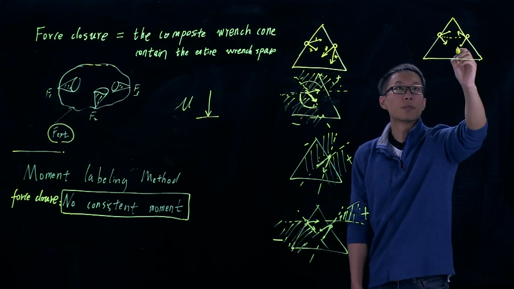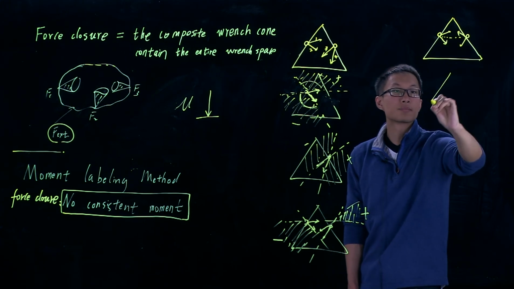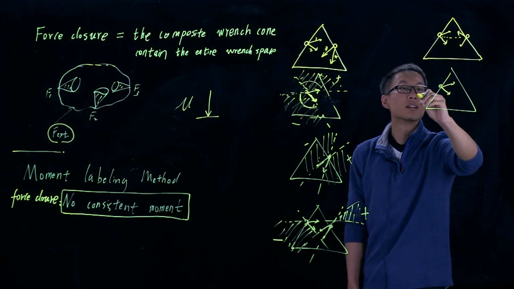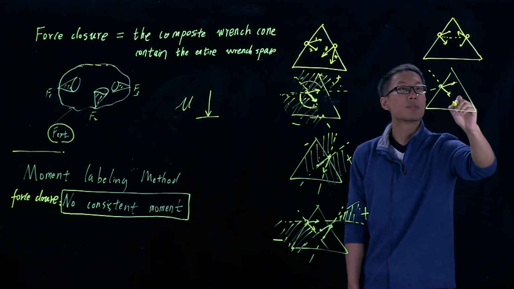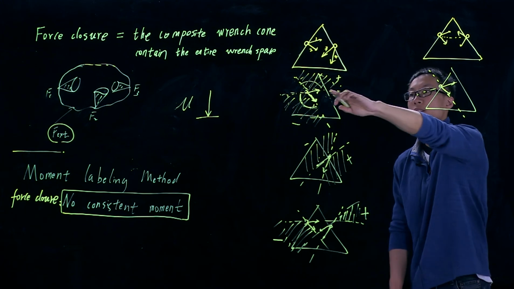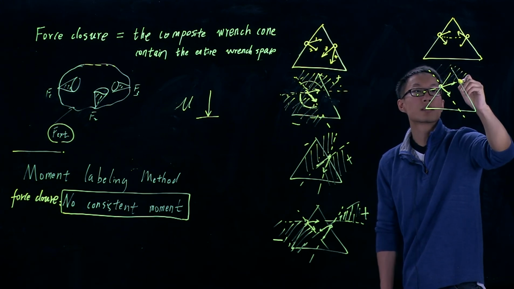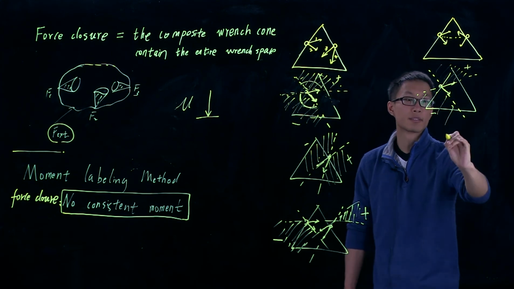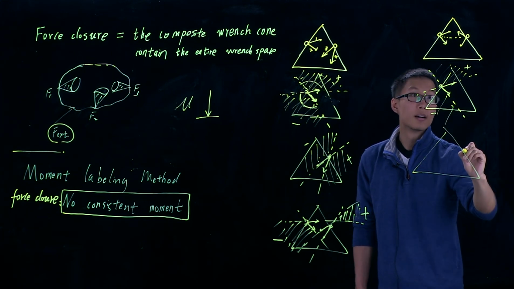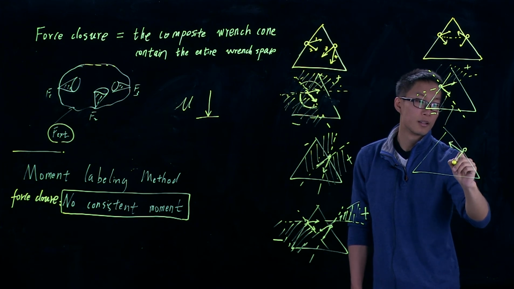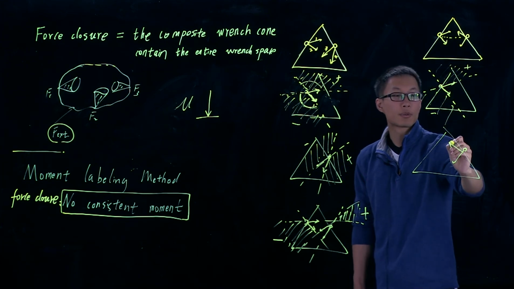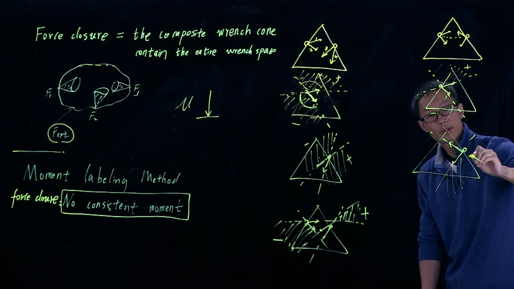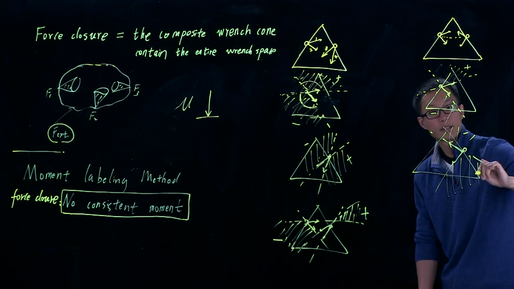Here is another example. These two wedge cones can see each other. Similarly, let's first deal with the left wedge cone. It's a similar case. This is a positive moment, and this is negative. And for the right wedge cone, because the force points in this direction, this is negative, this is positive.